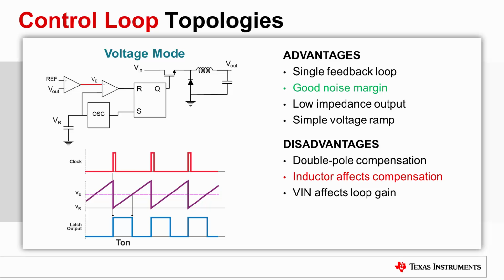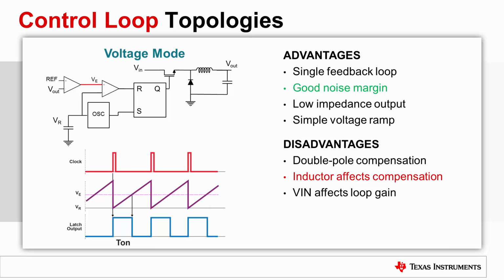Voltage mode control is a classic pulse width modulated control scheme that regulates the output voltage. It is very simple to understand its operation, but in practice, it is more challenging to implement due to the required loop compensation. Voltage mode control synchronizes the PWM to a clock signal.